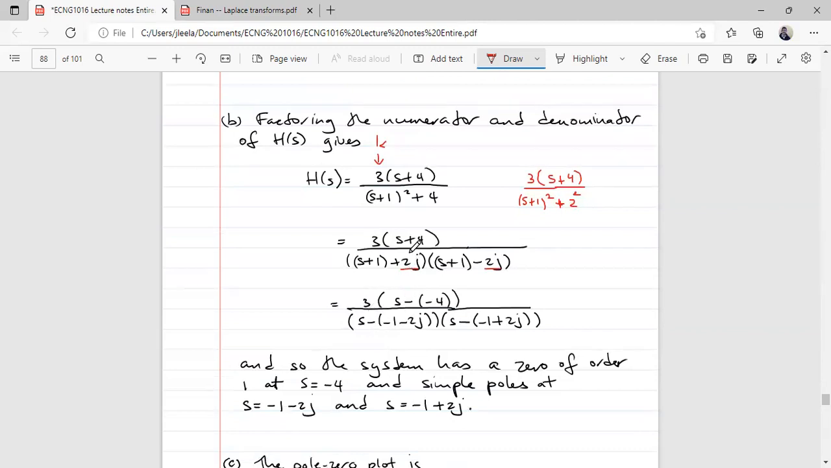So the numerator here, you have 3 into s minus minus 4. And the denominator, you could further break up into s minus minus 1 minus 2j, and s minus minus 1 minus 2j. So you get back what you had originally. Look at it here, right? So this here will define your poles.